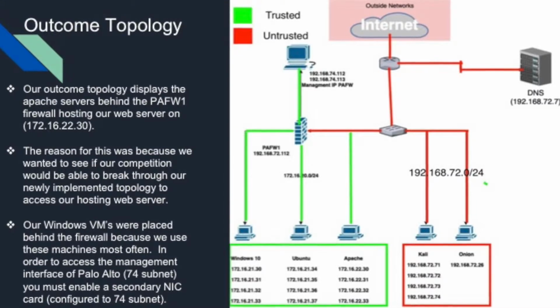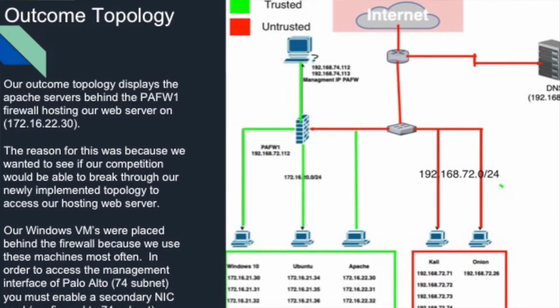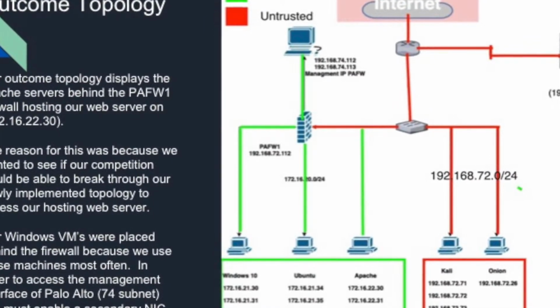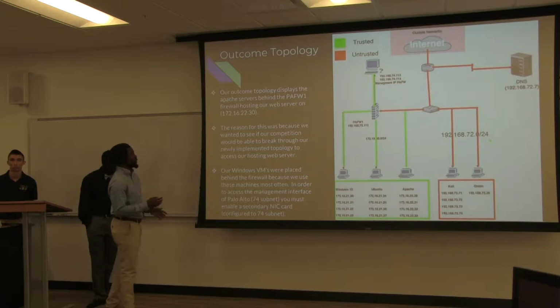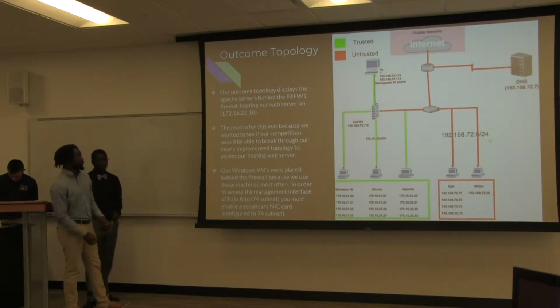This is the topology that we ended up agreeing upon, and we put it behind the PFW1 firewall, hosting our web server. The reason for this was because we wanted to see if our competition would be able to break through our newly implemented topology and access our web server.